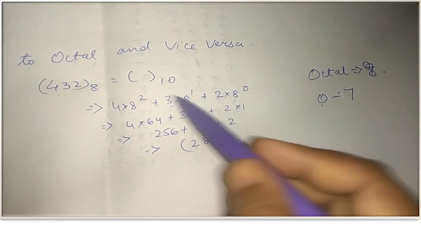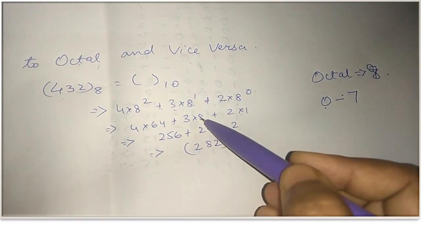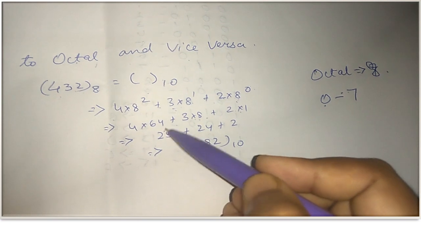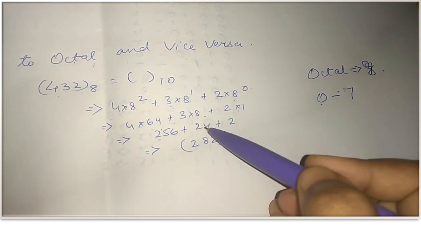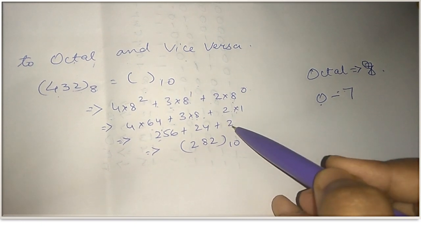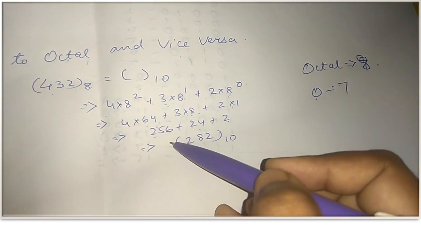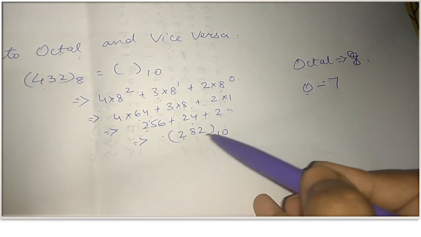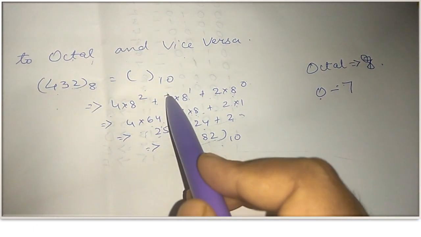Okay, so in the next step, what are you getting? 2 into 1, plus 8 raised to 1 is what? 8 only. So 3 into 8, plus 8 raised to 2 is what? 64. So 4 into 64. So in the next step just expand it. 2 into 1 equals 2, 3 into 8 is 24, and 4 into 64 is what? 256. Then you just need to add up all these numbers. You will get the output as what? 282. So this is your octal to decimal conversion.